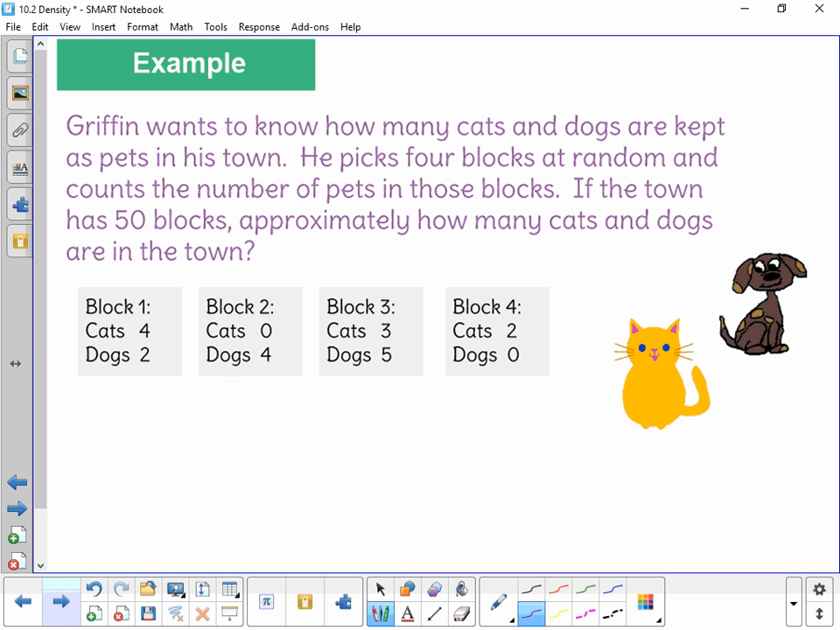All right, last one. Griffin wants to know how many cats and dogs are kept as pets in his town, but he can't count them all. So he picks 4 blocks at random and counts the number of pets in those blocks. So he's doing something that's called sampling. If the town has 50 blocks, approximately how many cats and dogs are in the entire town? So what we're going to do here is figure out a density, and then we'll be able to estimate for the city. So let's start with the density of the cats.